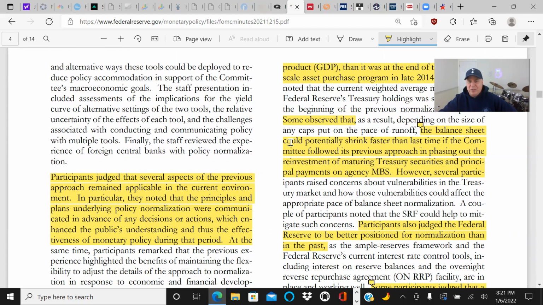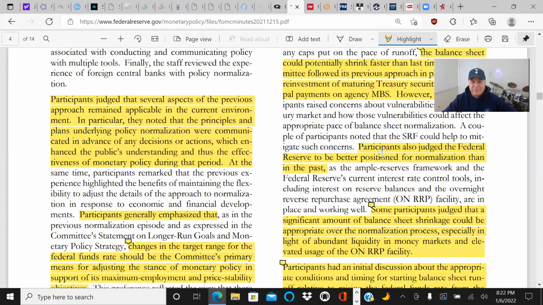But then they said the balance sheet could potentially shrink faster than last time if the committee followed its previous approach in phasing out the reinvestment of maturing treasury securities and principal payments on agency and mortgage-backed securities. So they're saying that we're going to unwind the Fed's balance sheet. They bought all of these treasuries. Now they're going to flood them back out there and sell them back and basically bring our balance sheet closer to zero than where it is now, which is like 10 trillion. And they're saying we can potentially shrink it faster because our economy is so strong. It won't rock us. Okay, so that spooked people.